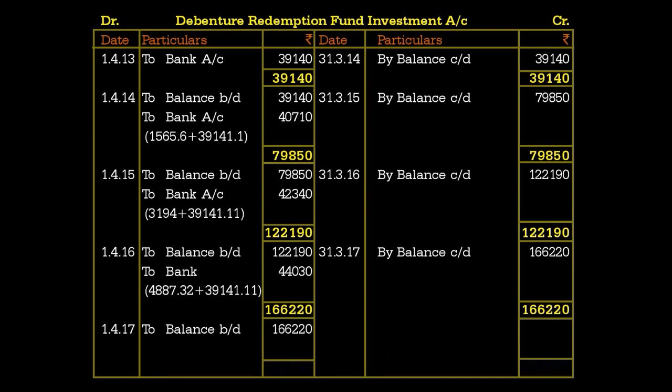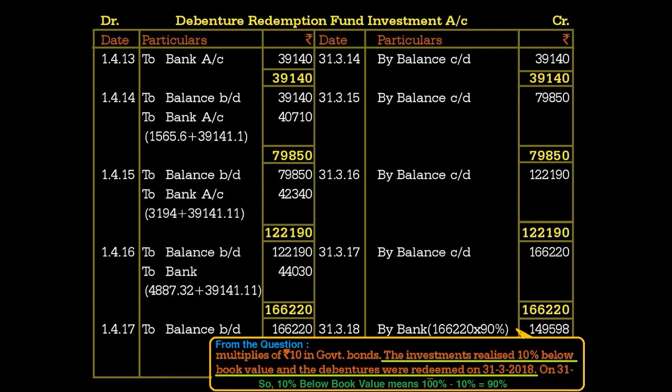Now credit side closing entries. Now the investment is sold. And for what amount is it sold? Investment realized 10% below the book value. So it is realized 10% below the book value means it is realized at 90%. 100 minus 10 is equal to 90%. So 90% of the balance we have, that is 1,66,220 into 90%. That is the amount we are realizing by selling that investment.